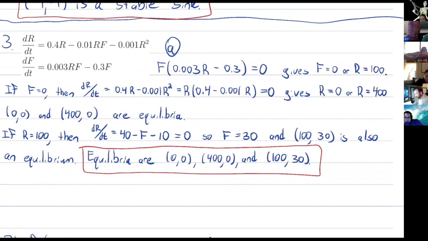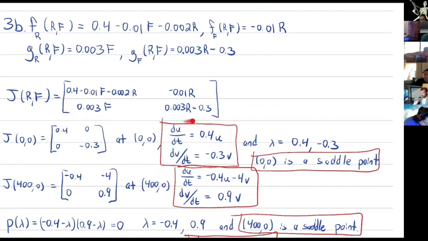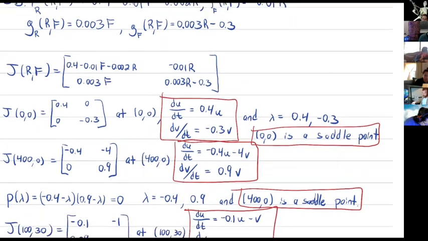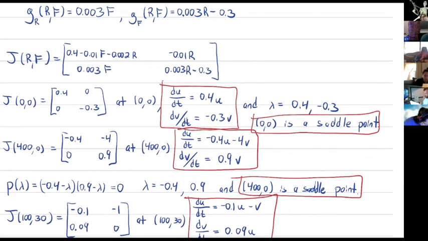So what we do is we consider this function f of R and F, and we think of this as a function of R and F, and this is the function that we typically call G. So we calculate partial derivatives for f with respect to R and with respect to capital F. We do the same for G. And here is what the Jacobian would look like in general. And then we can evaluate the Jacobian at each equilibrium point.